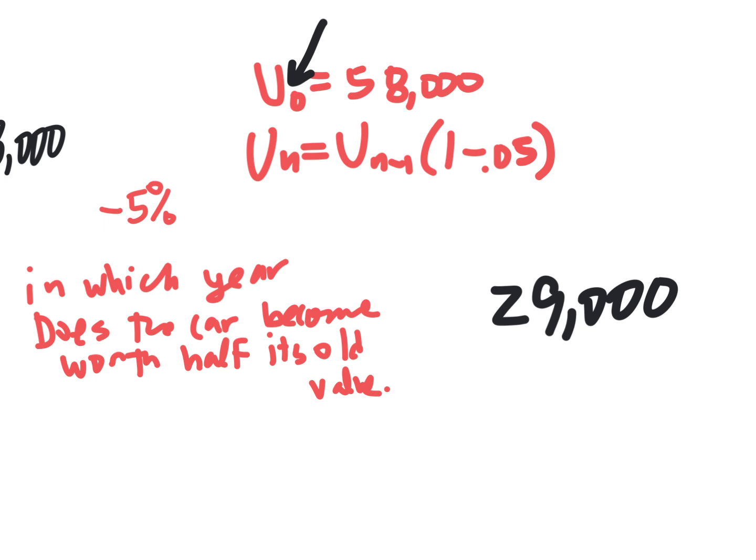Lila, what did you get? 14. So do you get that that's because we started with u sub 0? That means 14 years later, the car is worth half what it used to be. Yes? What should the table setup look like?